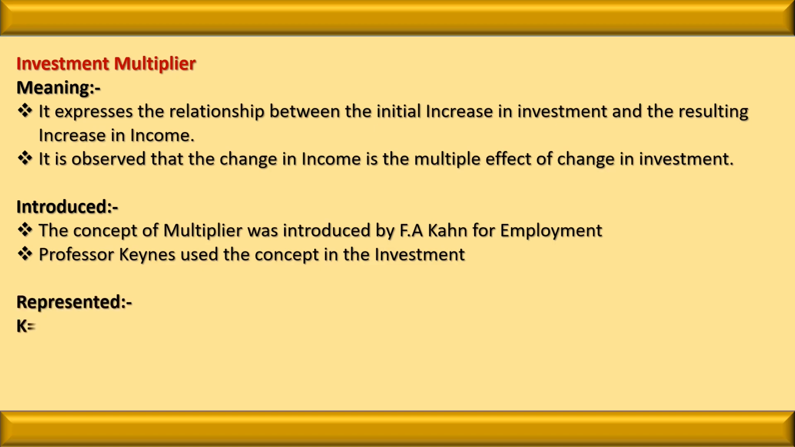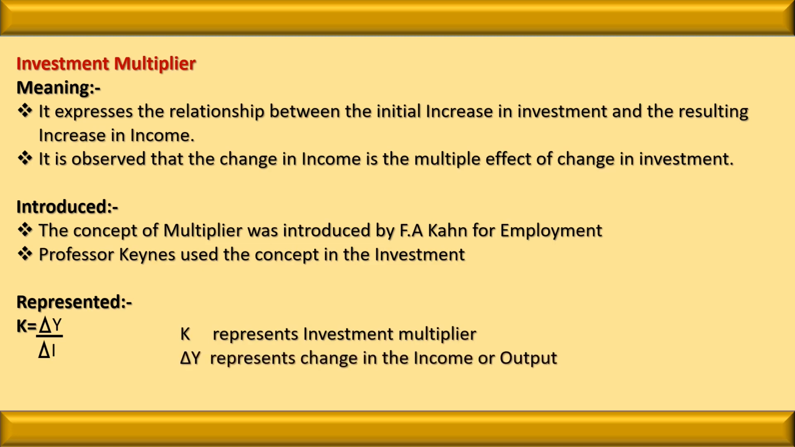Remember one thing, investment multiplier is represented by small k, and it is always equal to change in income divided by change in investment, because it tells the direct relationship between income and investment. Here k represents investment multiplier, delta Y represents change in income or output, and delta I represents change in investment.